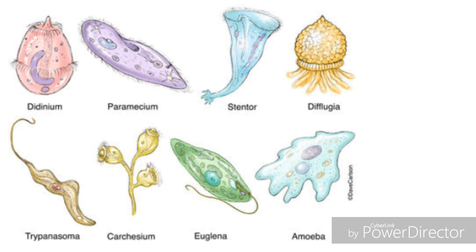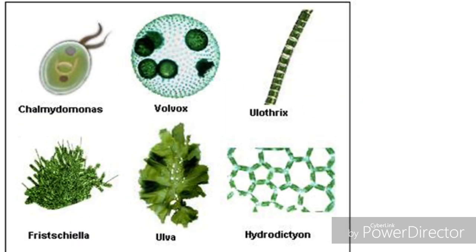Here you can see protozoans like amoeba, paramecium, euglena. And here you can see algal forms like Chlamydomonas, Volvox. Volvox is a colonial algal form, Ulothrix.